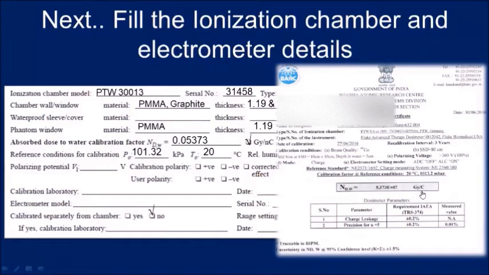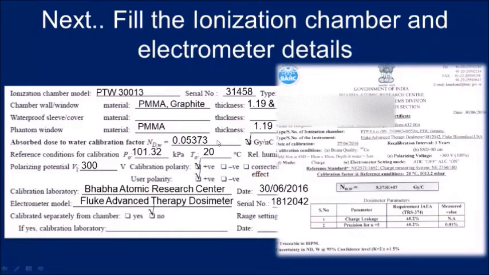Here they have given gray per coulomb, but I have converted it to gray per nanocoulomb because my electrometer reads in nanocoulomb, so it's an easy conversion factor. So I converted this gray per coulomb to gray per nanocoulomb. Other things you have to note in the calibration certificate is the reference temperature and pressure. Again, you note it is given as millibar, but I converted into kilopascals, and the temperature.